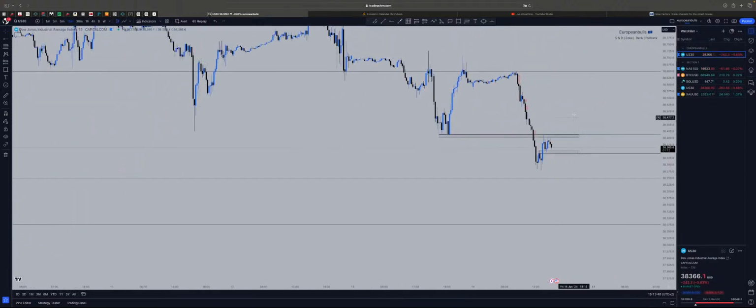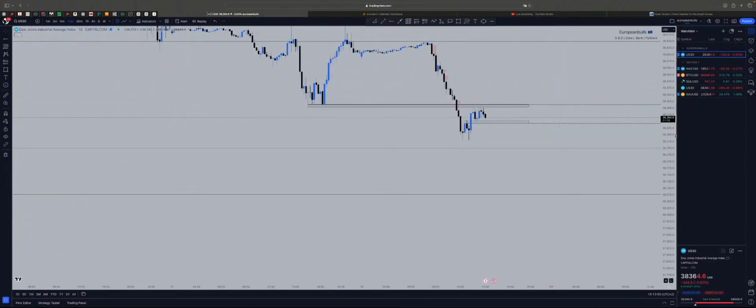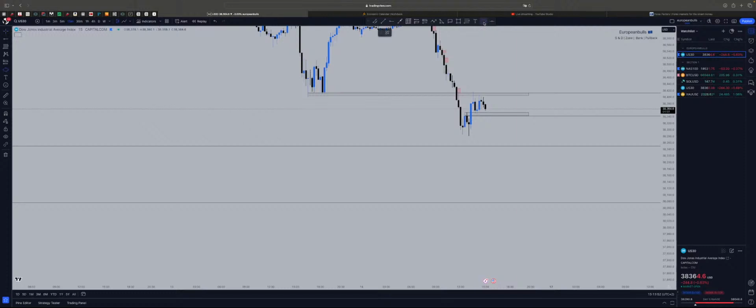These are the two. So this is the area where the price is currently ranging, or this is the area where the price has been stuck since this morning, the past few hours.